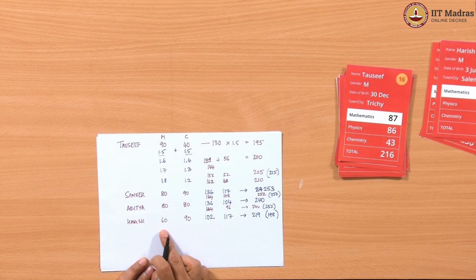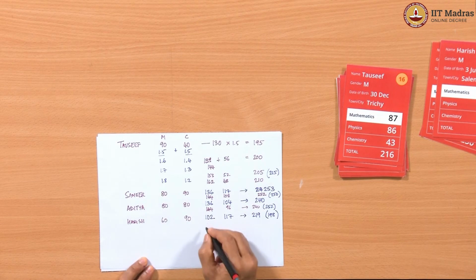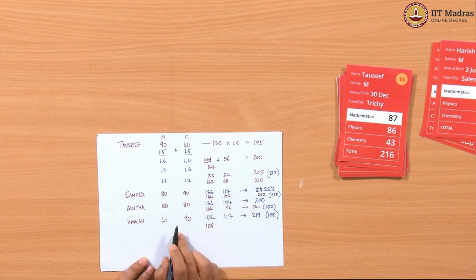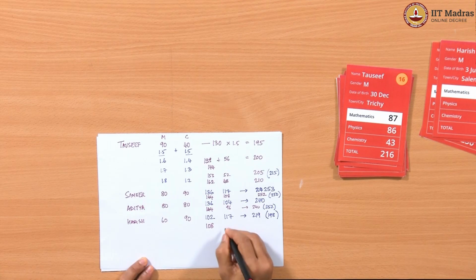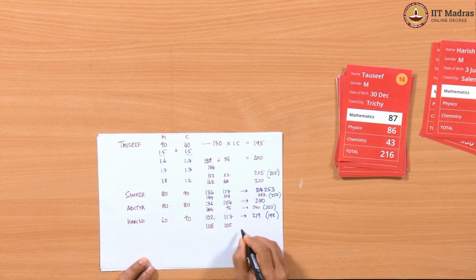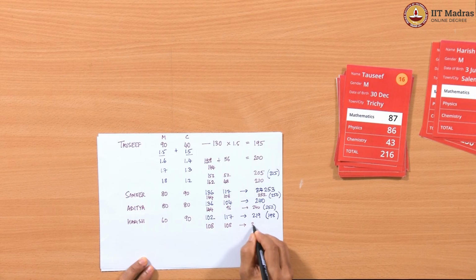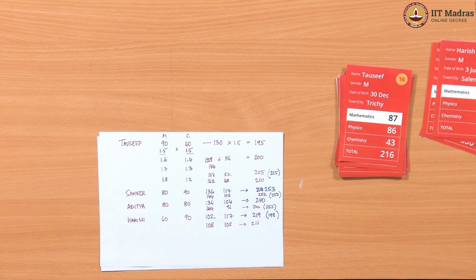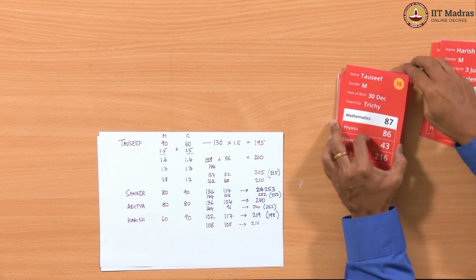So 60 into 1.8 now. So this now becomes 108. And 90 into this thing will become 108 again. 216. So slightly came down, reduced, but didn't make it much better. Okay, let's try one more.